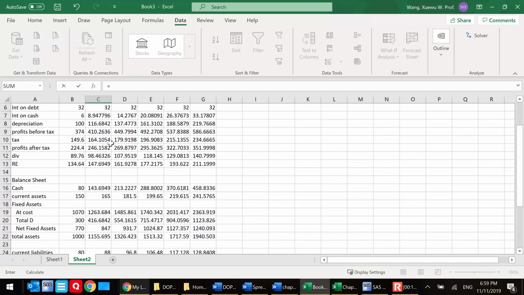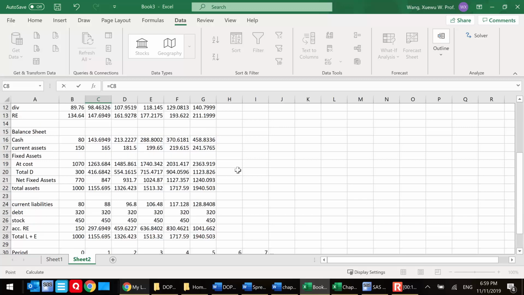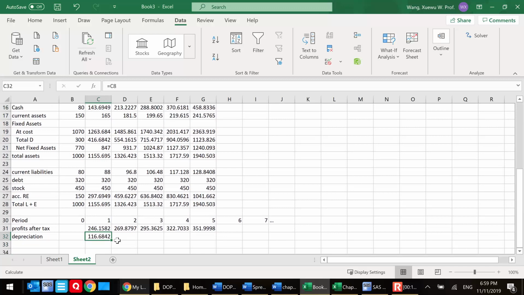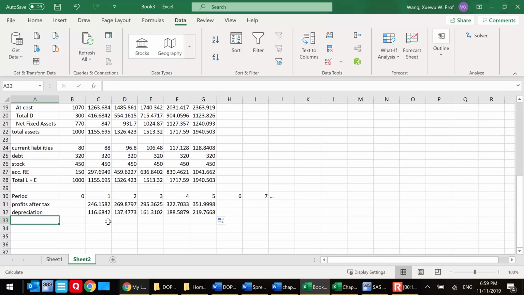This is the annual depreciation. So it's from the income statement. It's in row 8. Okay. So that is the depreciation. So 116, and copy this across. And we also have the increase in current assets. All right.